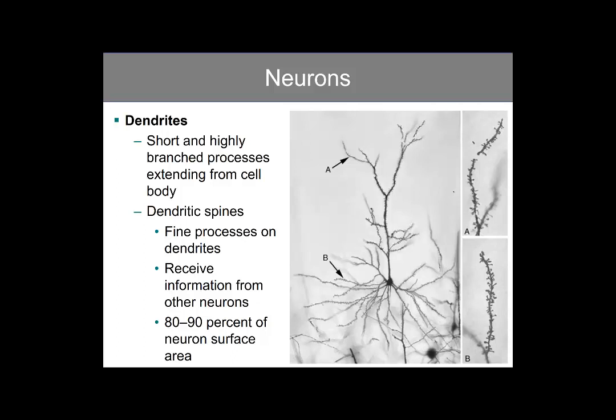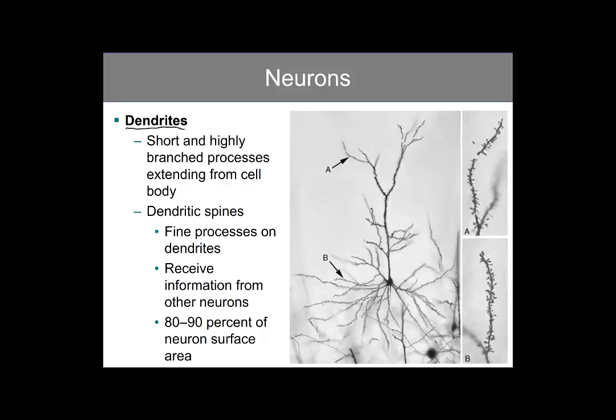Neurons have a number of extensions off the cell body, and the shorter extensions are the dendrites. Dendrology is the study of trees, and these dendrites looked like branches to early anatomists, so they named them the dendrite. These are short, highly branched processes that extend from the cell body.